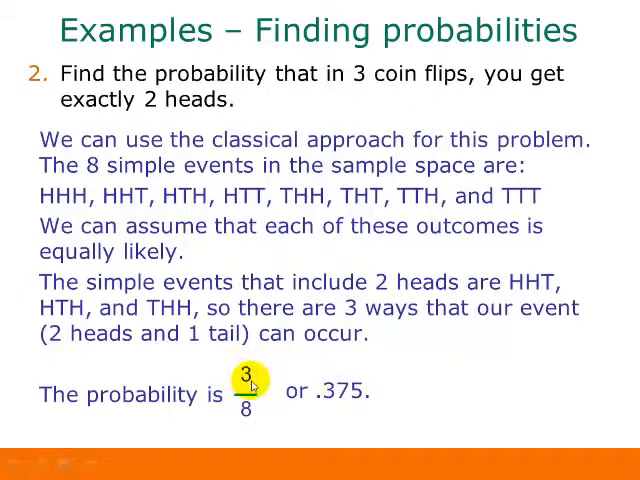Again, in this one, all we're doing is figuring out how many ways our event can occur, and assuming that each event in the sample space is equally likely, we divide by the number of events in the sample space, and that gives us our classical probability.